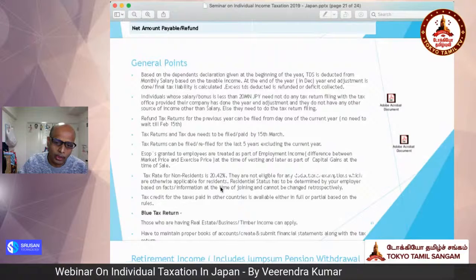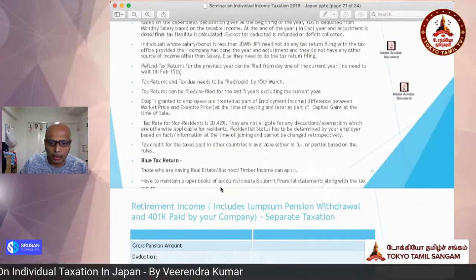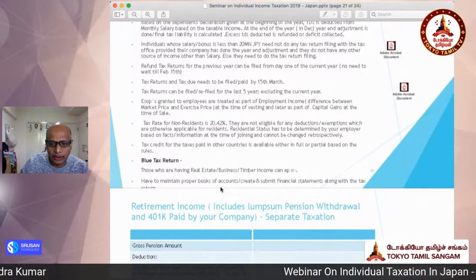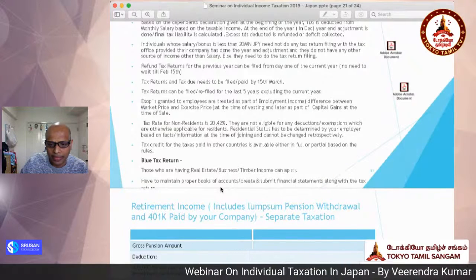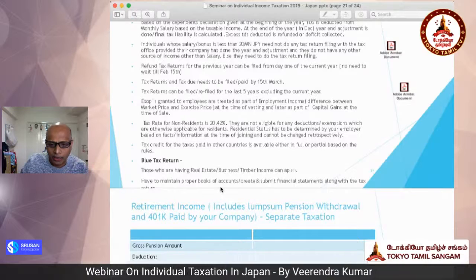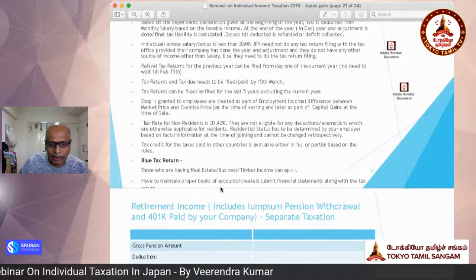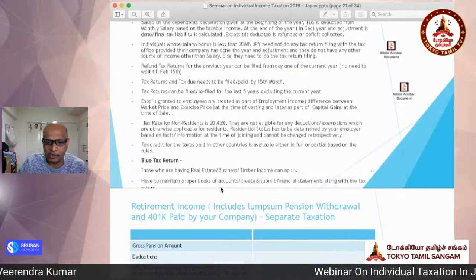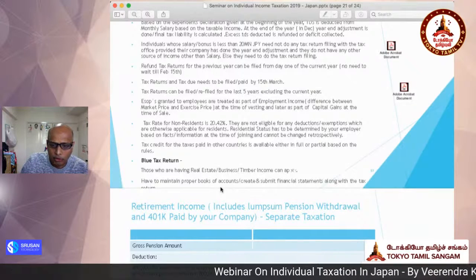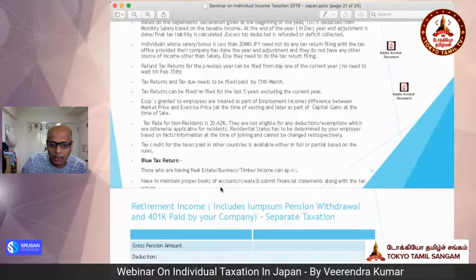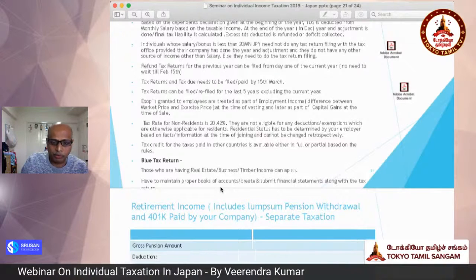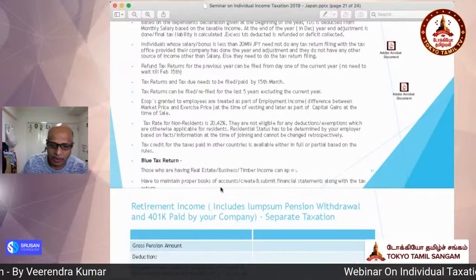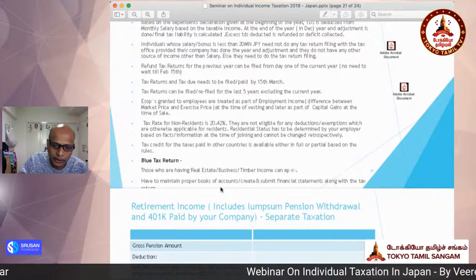And those who are having business income or real estate income can also apply for a blue tax return, and they will be eligible for an additional tax credit of 50,000 or 1 lakh, depending upon meeting the conditions. But the condition is that you need to maintain proper books of accounts and financial statements and submit them along with the tax return. And you need to maintain them for a period of 7 years. That is the condition which needs to be met.